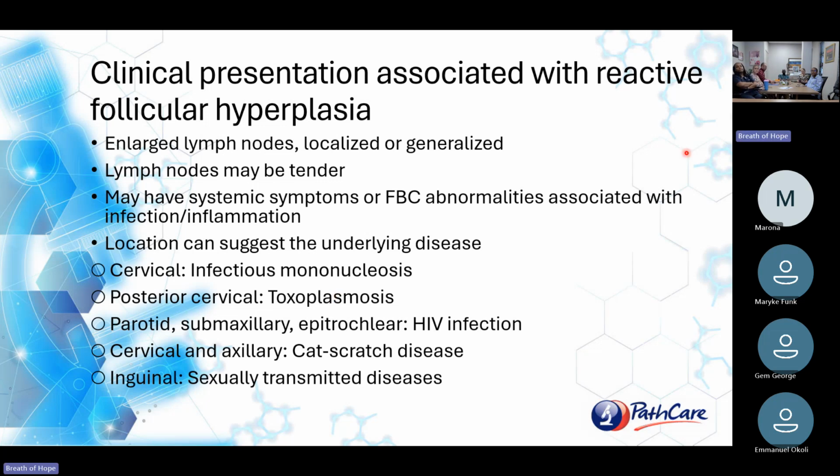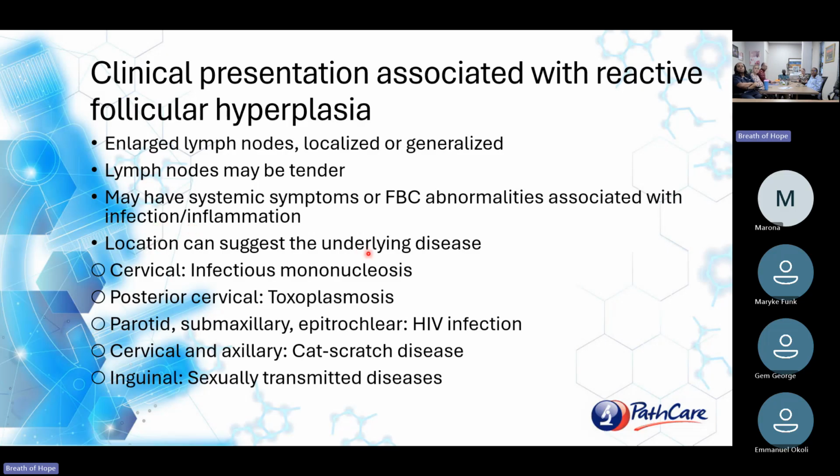And what kind of patient would present with a follicular hyperplasia? They're going to have enlarged lymph nodes, and they can be localized or even generalized. The lymph nodes are typically tender, and they typically will have systemic symptoms or full blood count abnormalities associated with infection or inflammation.